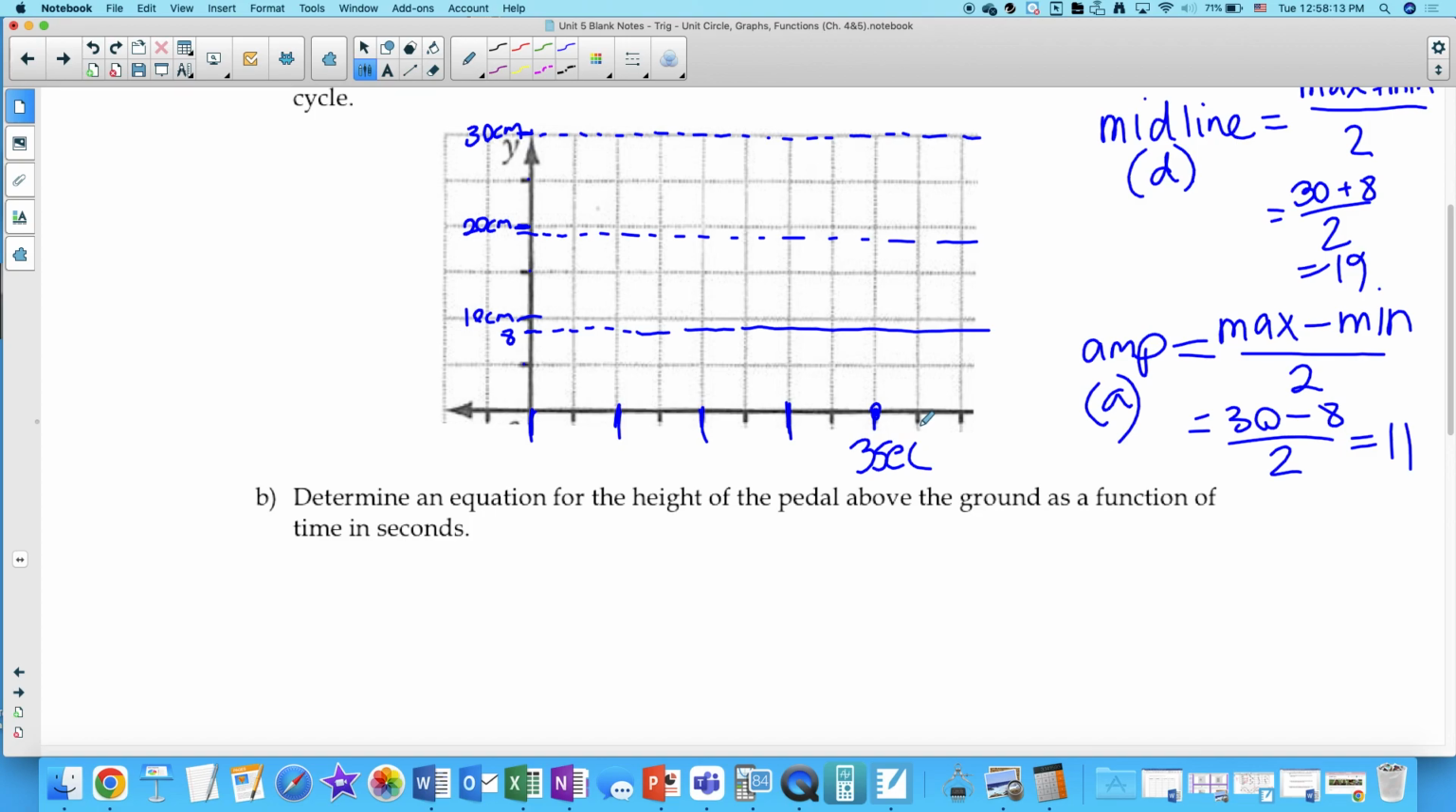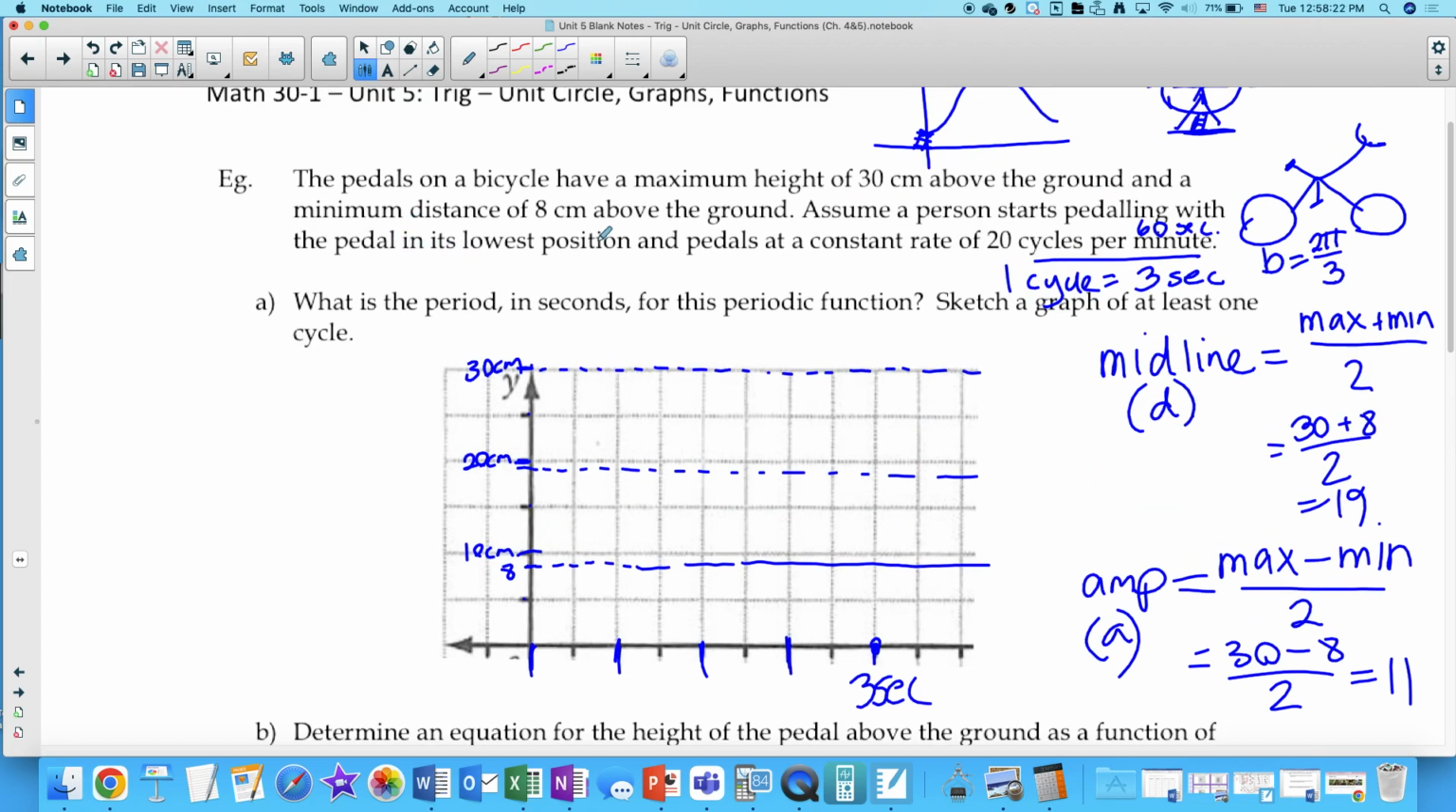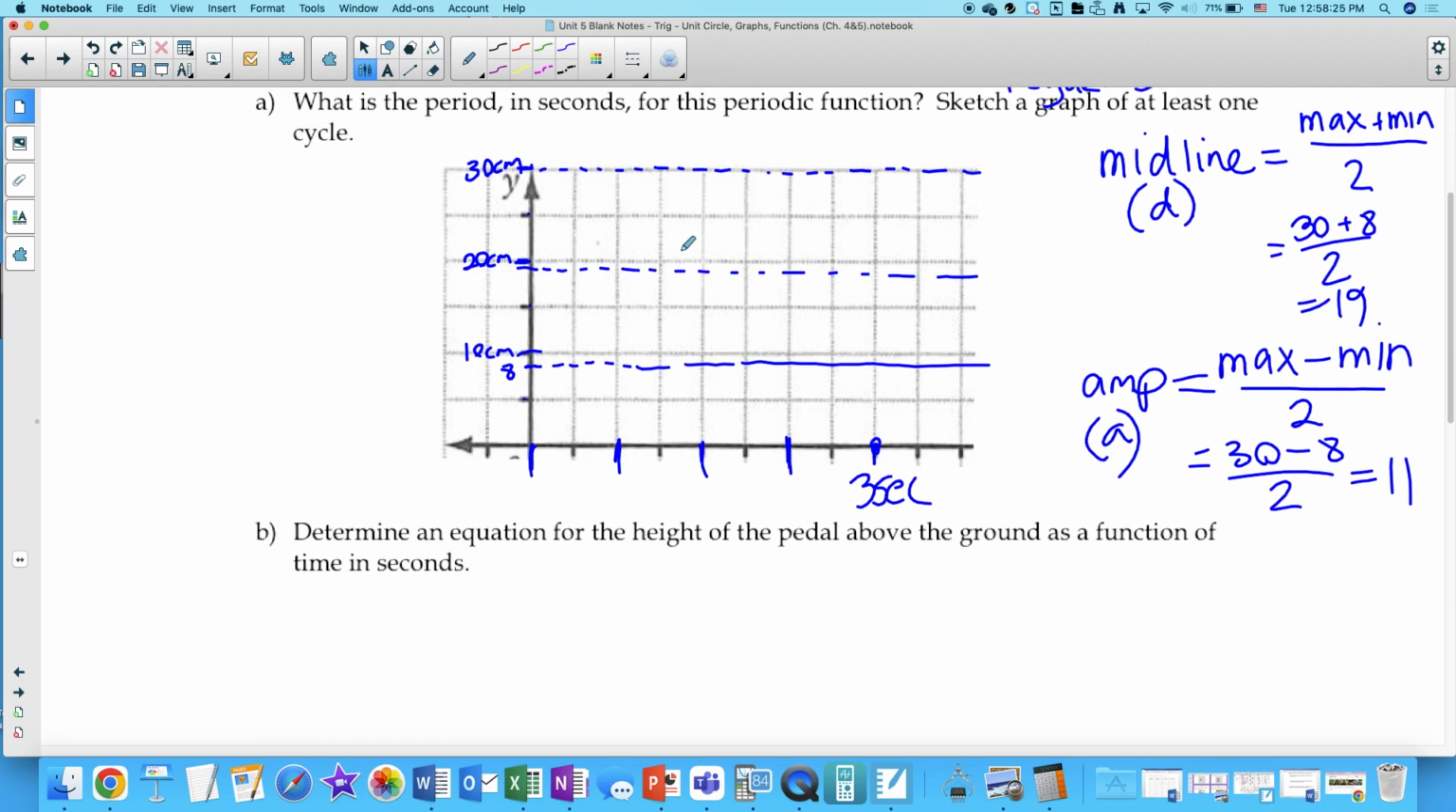Okay, so where does this person start pedaling? The pedal starts at the lowest position. Okay, so it starts at 8. So this is where dividing into quarters helps. 8, next quarter's middle, top, middle, back down to 8. Okay, there we go. There's 1 cycle.